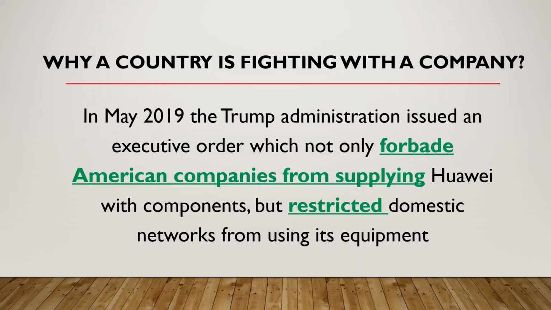Therefore, before you move on to the next lecture, I would like you to do some research on why the US is fighting with a Chinese company. So the US is not only fighting with the Chinese government, it is also fighting with one of the Chinese companies called Huawei. And another question is, why Huawei? Why not other Chinese companies? Because there are a lot of big Chinese companies in the US. Why is the US not forbidding Alibaba, for example, which is a bigger company than Huawei?